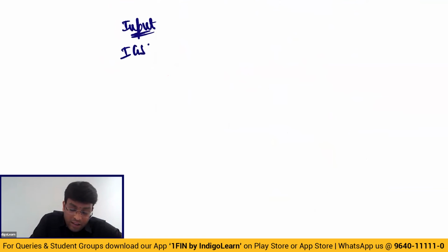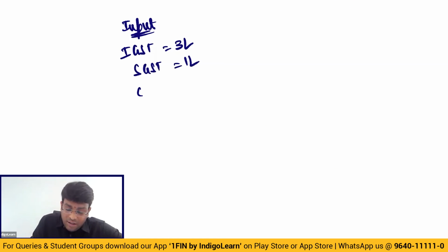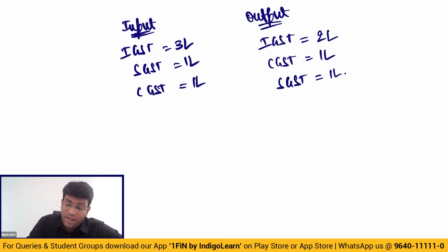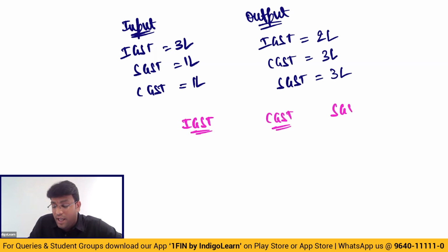Input IGST 3 lakh, SGST 1 lakh, CGST also of course 1 lakh. Output IGST 2 lakhs, CGST 1 lakh, or let us say CGST, SGST, let me take it as 3 lakh, 3 lakh. So that clarity will come. Clear, my dear friends? Go on. Let's take 3 columns like this in the exam: IGST, CGST, SGST.